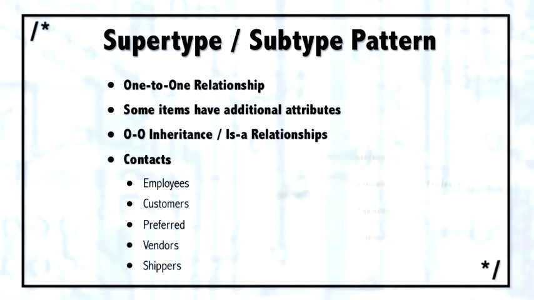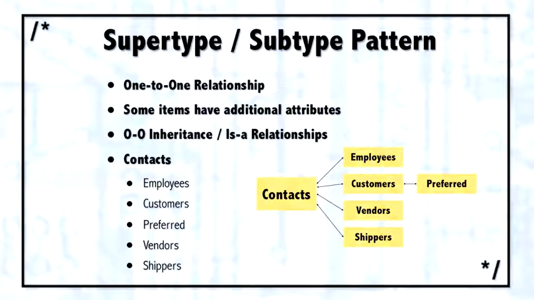The third pattern I want to show you is the supertype-subtype pattern. The supertype-subtype pattern is useful when you have a situation where it's difficult to decide, do you want to put everything together in one entity or separate it out into multiple different entities? For example, in this diagram, there are certain attributes or certain columns that are going to be common to employees, customers, vendors, and shippers, such as address, name, maybe phone number.